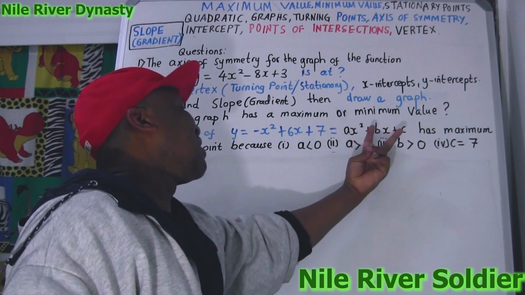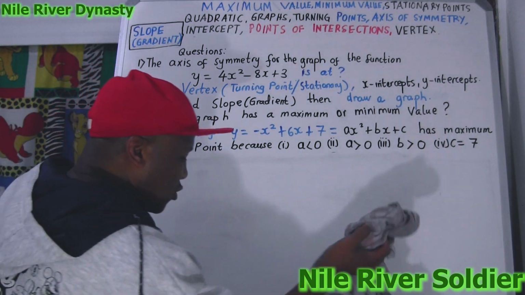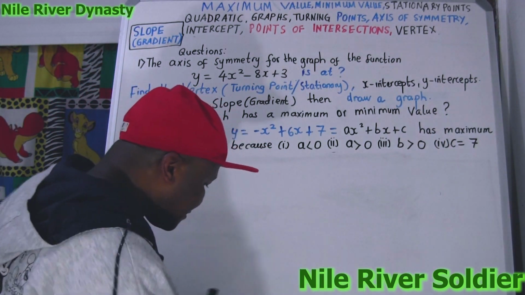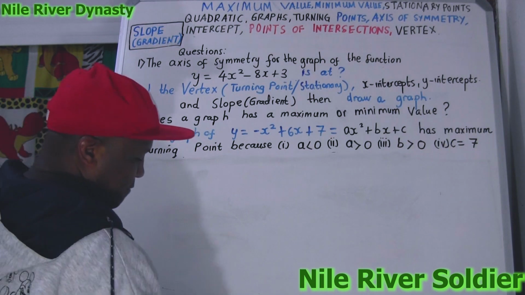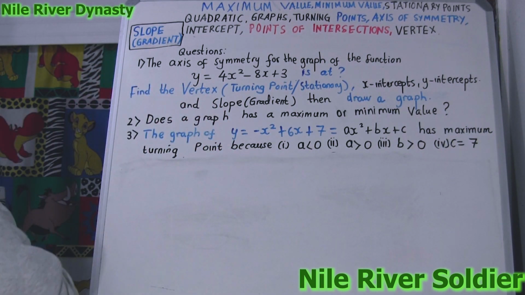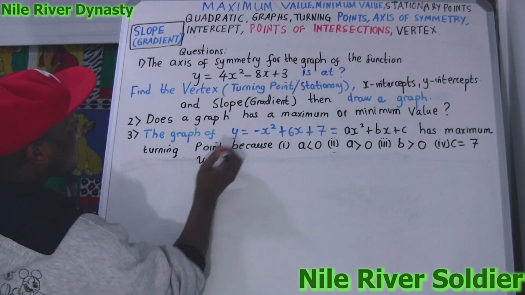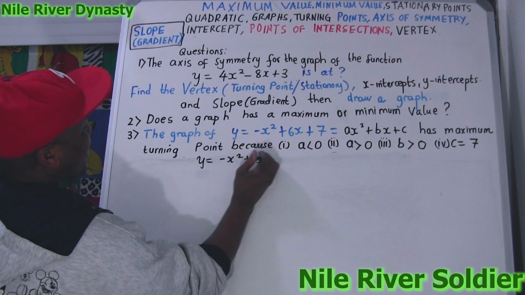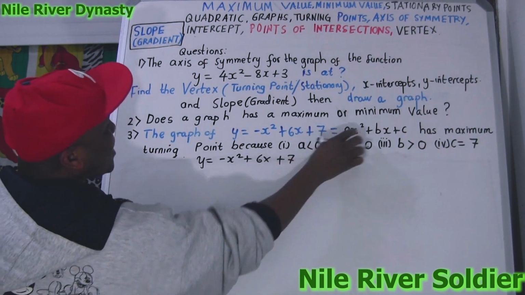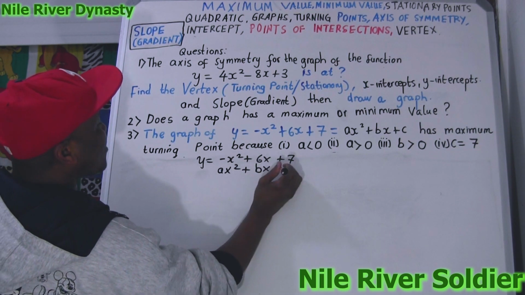It's like they're giving the standard equation of a quadratic. So I say, okay, what do they want? Let's say this is equal to that one. It's like saying y equals -x squared plus 6x plus 7, and it's like writing this as ax squared plus bx plus c.